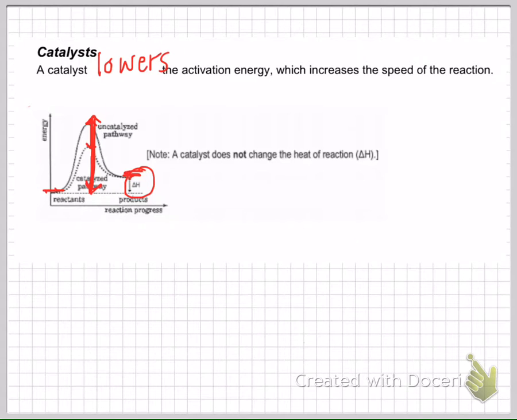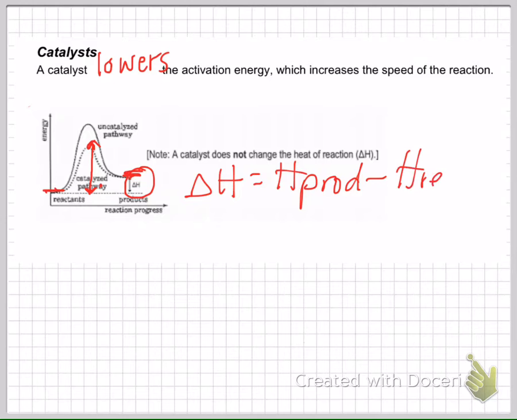And now the activation energy is from here to here. Again, to get delta H, which was in our last video, you have to take the heat of the products, or the energy of the products, minus the energy of the reactants. So none of that changes here.